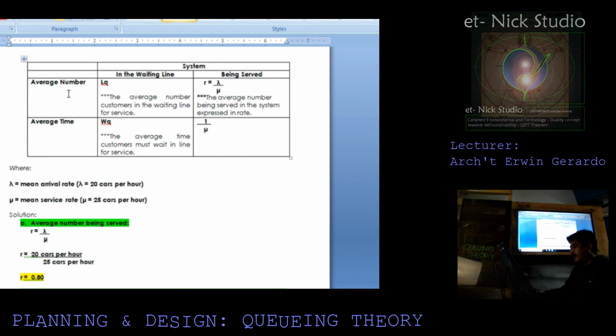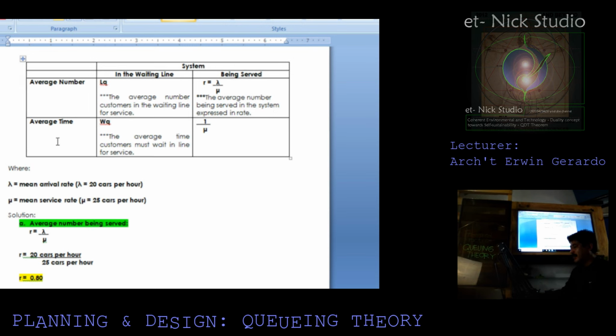So this is actually the table for it. Take note, for the table, average number in the waiting line, this is the formula, where LQ is the average number of customers in the waiting line for service. Then here, the average number being served, where the rate is equivalent to alpha divided by mu. This is the average number being served in the service or in the system, expressed as a rate.